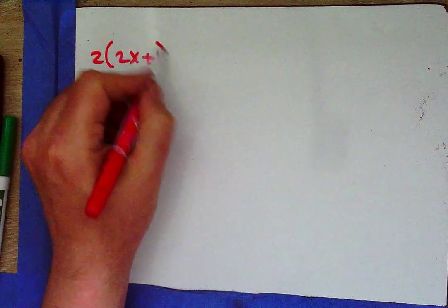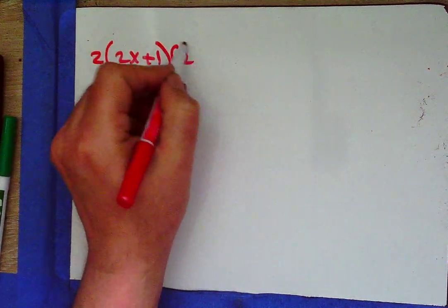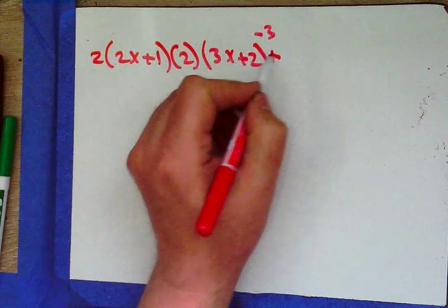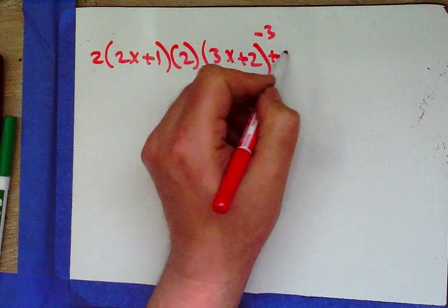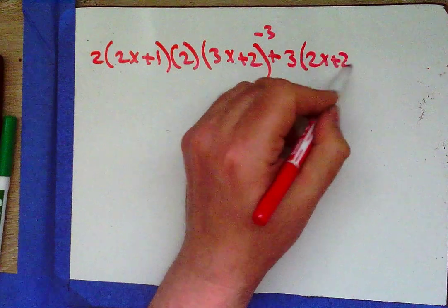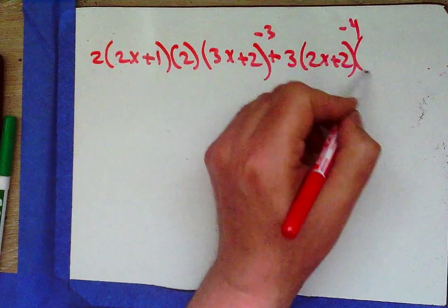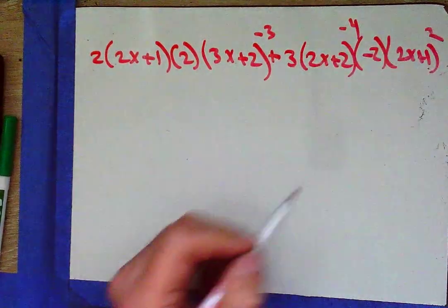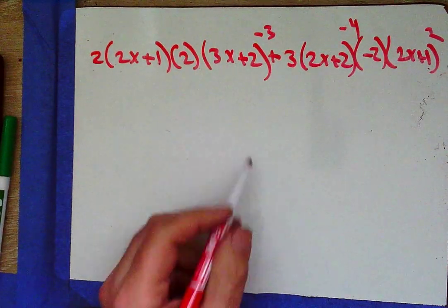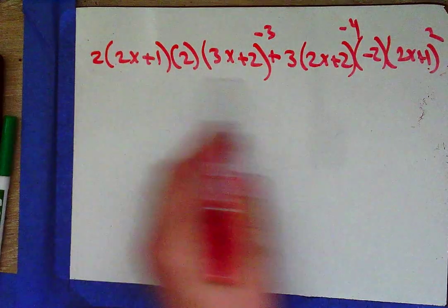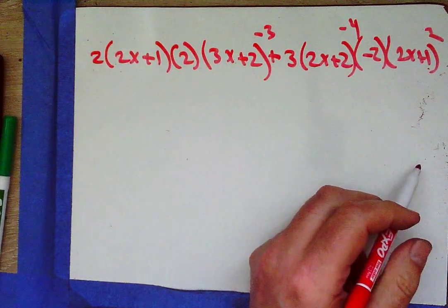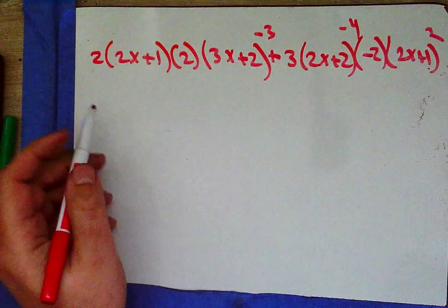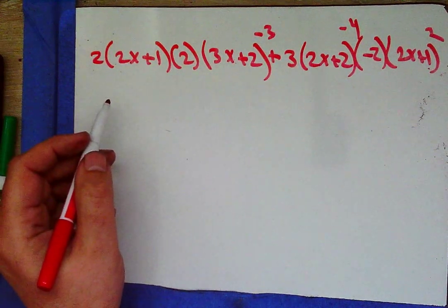2x plus 1 times 2 times 3x plus 2 to the negative 3 plus 2x plus 2 to the negative 4, negative 2, 2x plus 1 squared. All right, you know the drill. Press pause, factor this thing. I want to see it factored. Yes, this is going to show up on the test. I promise. It's not just for calculus students anymore.